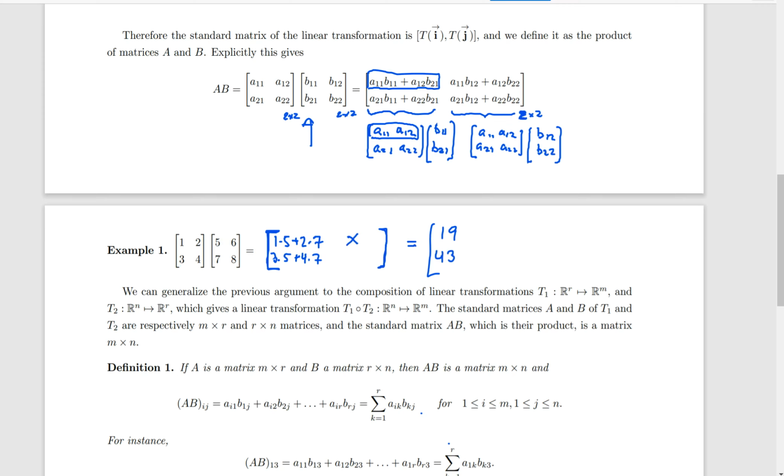Now I want to get this entry here. Essentially to get the entire second column, I need to multiply this matrix times this column vector. So it's really a matrix vector product that I'm doing to get the second column. I need to multiply this row against this column to get this entry right here. So that's going to be 1 times 6 plus 2 times 8, which gives us 6 plus 16, so 22. And finally, for this guy, I need to multiply this row against this column. So that's 3 times 6 plus 4 times 8, so 18 plus 32, which is 50. And that's my product.